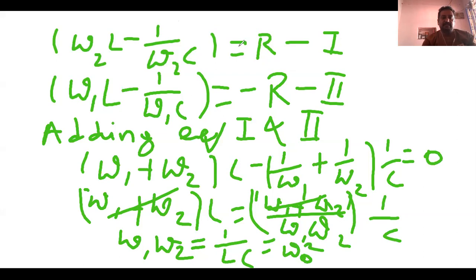So this is equation one, this is equation two. We are adding these two equations. We are getting ω1 ω2 equal to 1/LC. Or sometimes we may write this as f1 f2, where ω1 is nothing but 2π f1, equal to 1/(4π² LC). This is also a value we are getting.